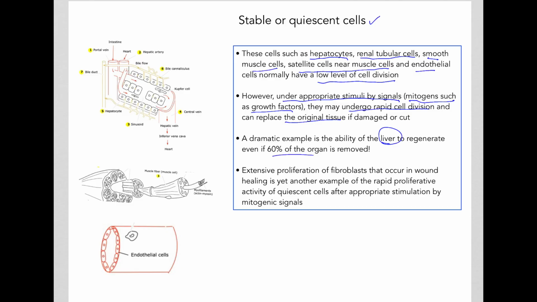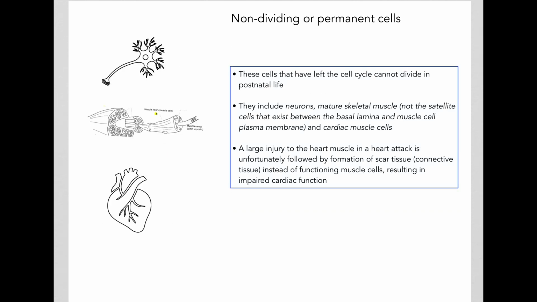Even if 60% of the liver is destroyed or removed, for example, during certain surgeries, we can replace this lost tissue. Another example is the rapid proliferation of fibroblasts that occurs in wound healing. So basically these cells don't divide much at all, but when they are stimulated, they can rapidly divide. And then on the other extreme, we have non-dividing or permanent cells. These cells have basically left the cell cycle and cannot divide after postnatal life.